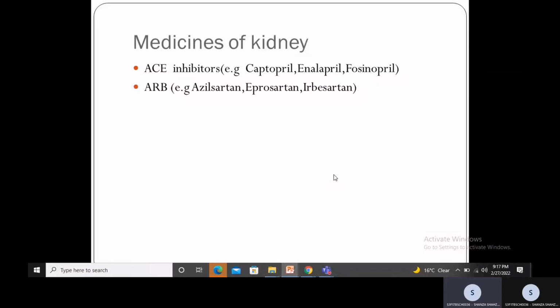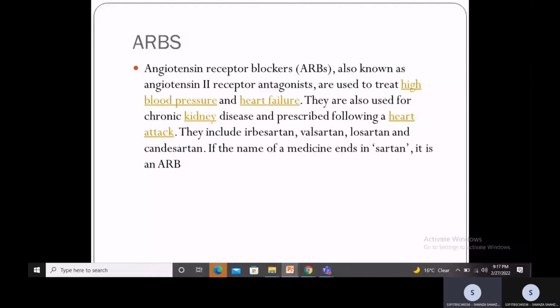ARBs are the angiotensin receptor blockers, also known as angiotensin 2 receptor antagonists. They are used to treat high blood pressure and heart failure. They are also used for chronic kidney disease and prescribed following a heart attack. They include irbesartan, valsartan, losartan, and if the name of a medicine ends in sartan, it is an ARB. Their suffix is sartan.